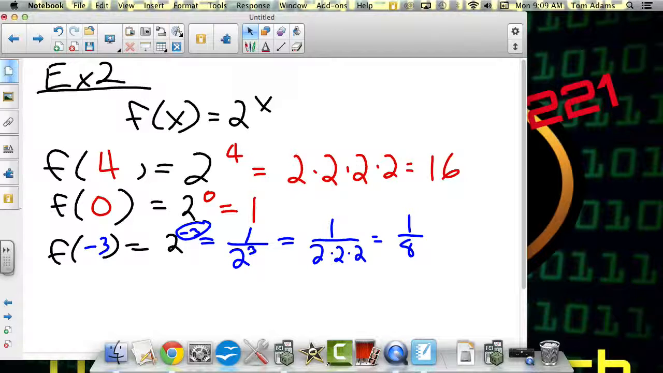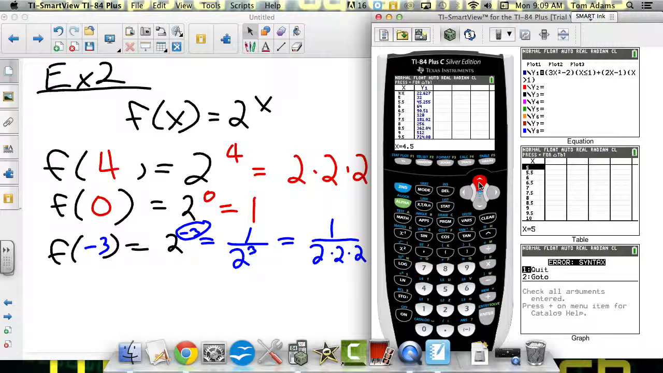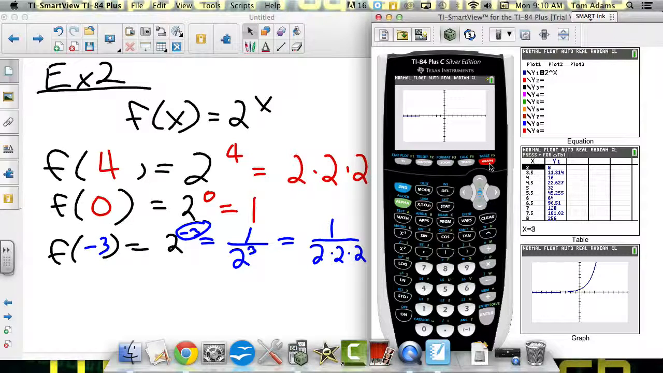Now what this would look like graphically, if I come in here and I graph this, if I say 2 raised to the x, and I look at my table of values, and we start at, let me change something real quick here, table set. I'm going to start at 0. Actually, you know what? Let's start at like -5. And we'll change it by 1. And we'll hit graph. So this is what this looks like graphically.